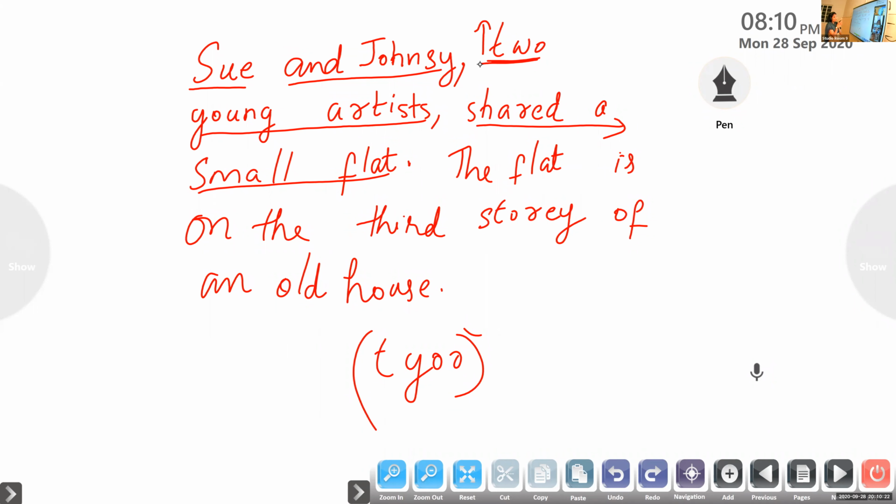Shared a small flat. So here there is no break anywhere in this particular section because it is said continuously. Shared a small flat. Simple. Shared a small flat. Crisp. He's going to try first. Angelo. Shared a small flat. Wow.